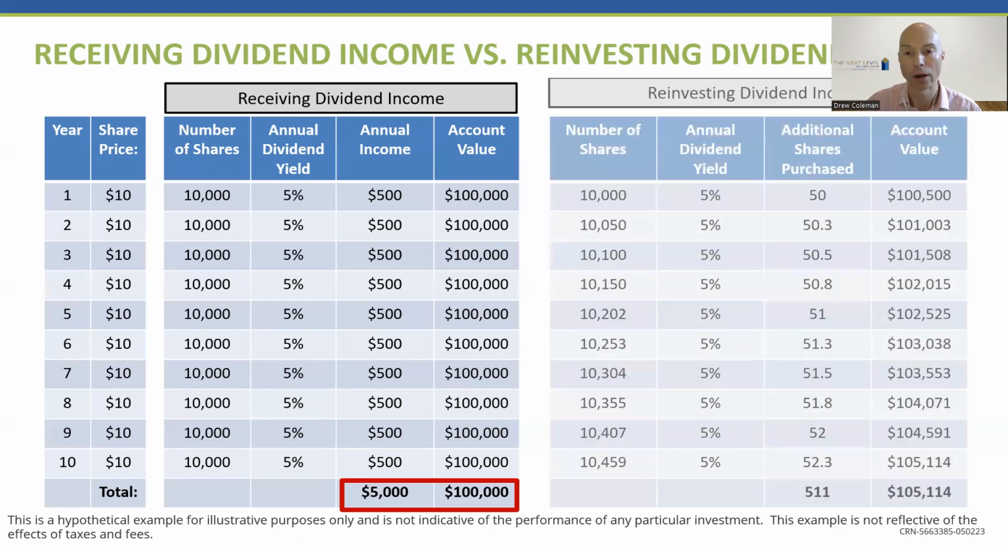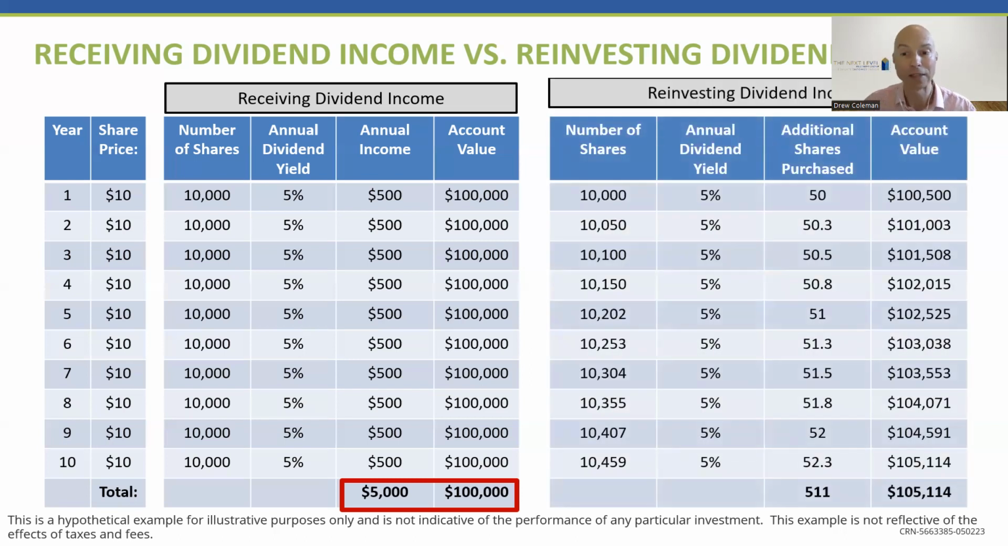Now, in the scenario of an investor reinvesting dividends back into more shares, the investor uses that cash dividend not as income, but as a means to buy more shares of stock.